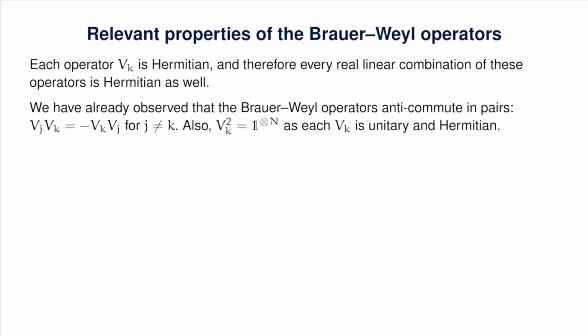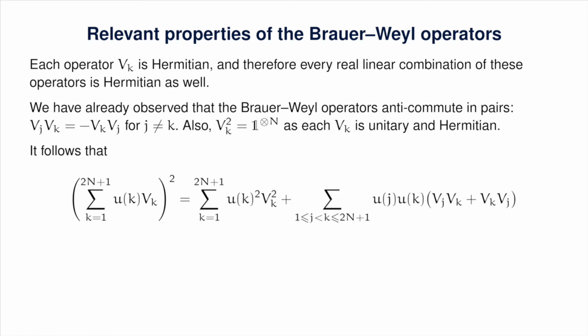Also, because these operators are all both unitary and Hermitian, they must square to the identity. So, if we take the linear combination and multiply it by its own adjoint, which is the same as just squaring the operator because it's Hermitian, we obtain the formula shown on the slide by multiplying everything out and dividing the terms into two sums, depending on whether the indices are equal or not.